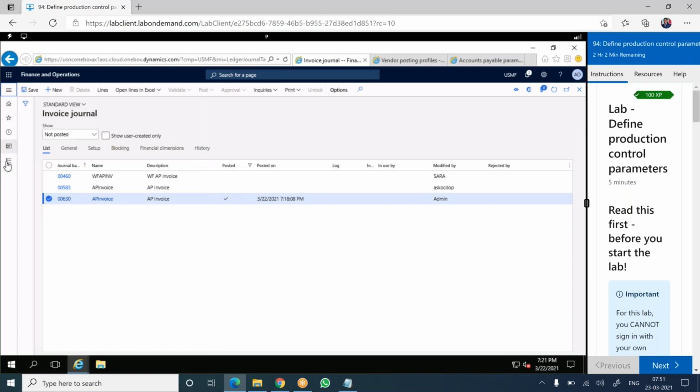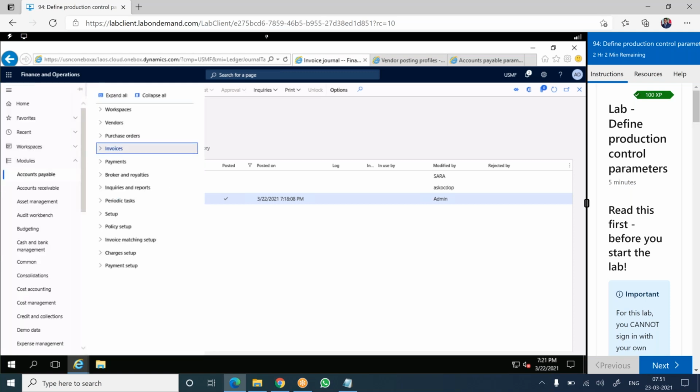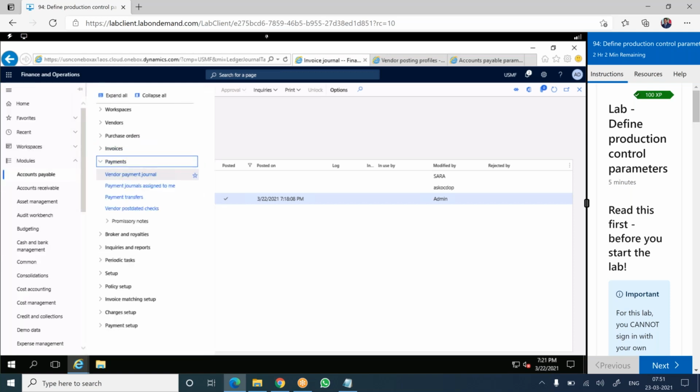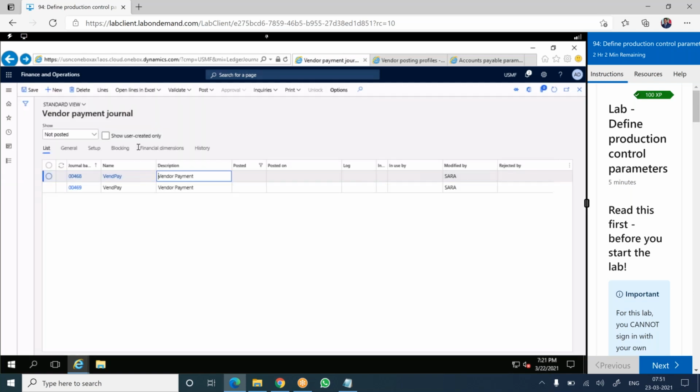Actually, yes. Let me show you. Vendor payments, payment journal. Click new. I'm selecting vendor payment. This is one journal name. For this journal name, this is configurable. As I told you, we can configure this as per the client requirement.